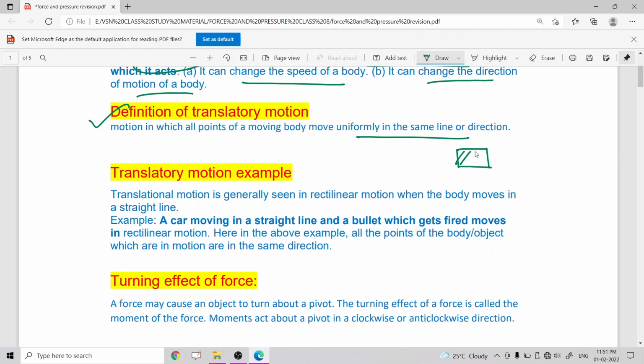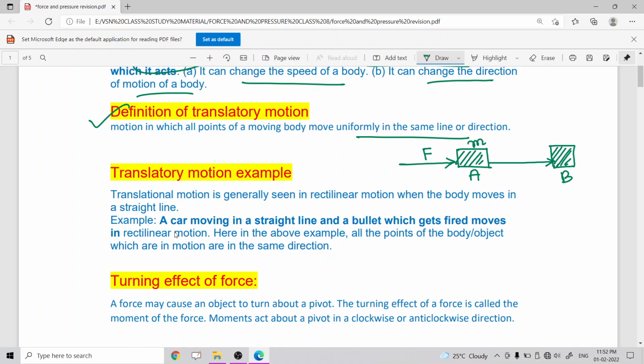Suppose you take one body of mass m, and you apply a force in this direction, and you get a motion in a straight line. The body moves in a straight line, and the position of the body changes from point A to point B along a linear path. This type of motion is called translatory motion.